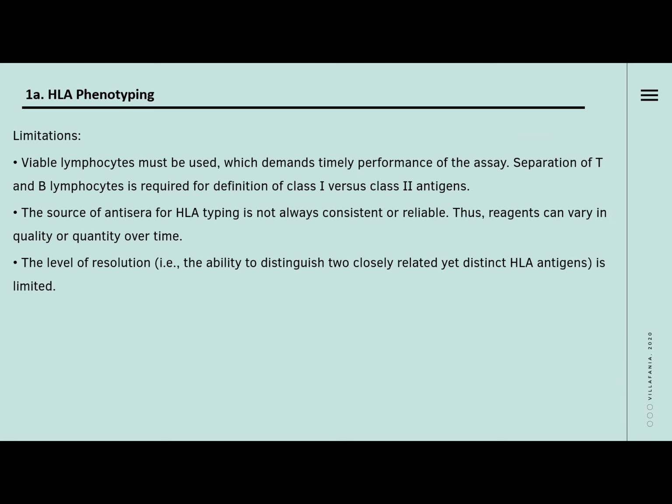Limitations: viable lymphocytes must be used, which demands timely performance of the assay. Separation of T and B lymphocytes is required for definition of class 1 versus class 2 antigen. The source of antisera for HLA typing is not always consistent or reliable. Thus, the reagents can vary in quality or quantity over time. The level of resolution, the ability to distinguish two closely related yet distinct HLA antigens, is limited.